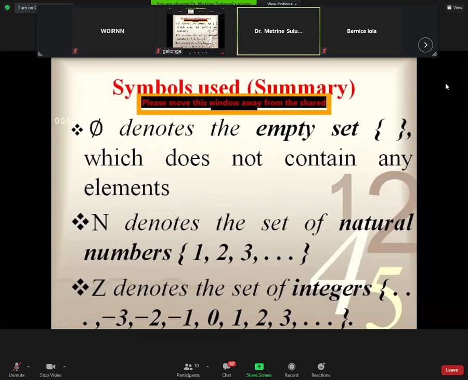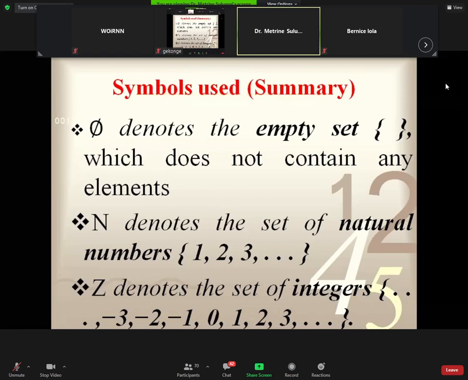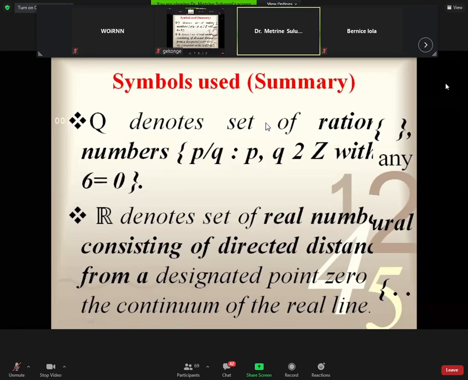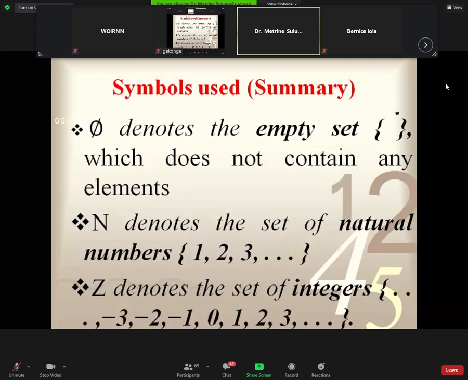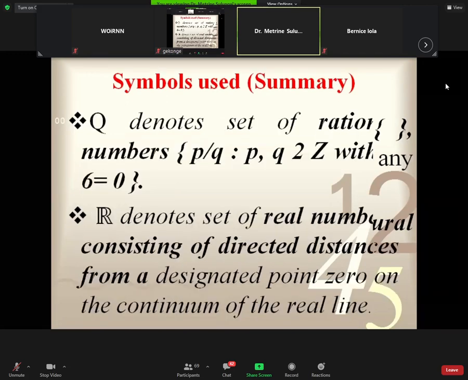Now, a summary of the symbols we have seen right from the time we were looking at prime numbers, natural numbers, etc. Anytime you see the Scandinavian symbol that looks like a zero with a slash, that denotes an empty set or a null set. We can also represent the empty set using brackets with nothing in between. Anytime you see the capital letter N, we might be talking about natural numbers. Capital Z, integers. Q denotes rational numbers.